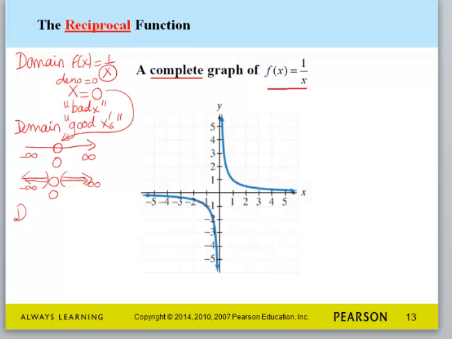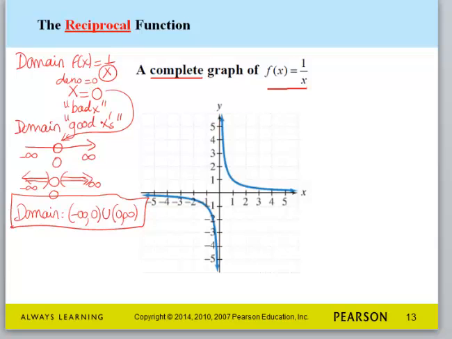So when you write that in interval notation for the domain, it would be from negative infinity to 0, union 0 to infinity. So that's the domain. Notice that bad x was 0.